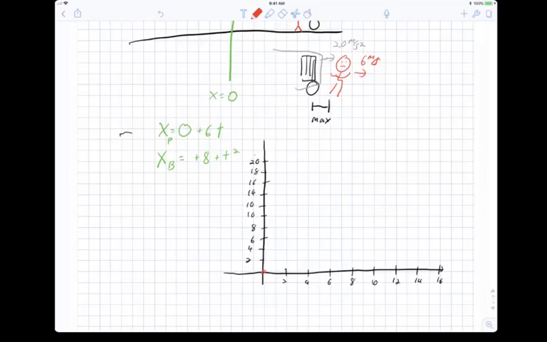And every... Oh, you know what? I made a mistake here. I wanted this axis to go up by 1. 1, 2, 3, 4, 5, 6, 7, 8. Every 1 second, she goes up by 6. So, like that.